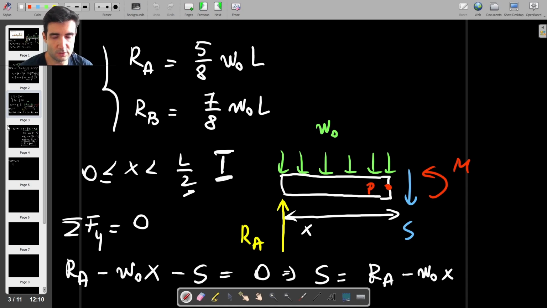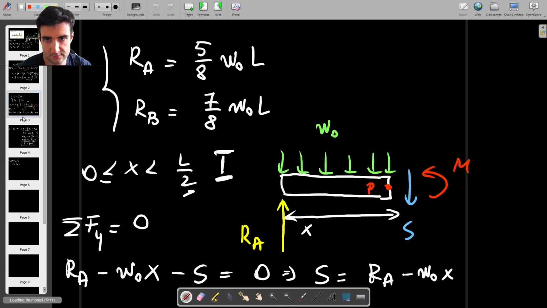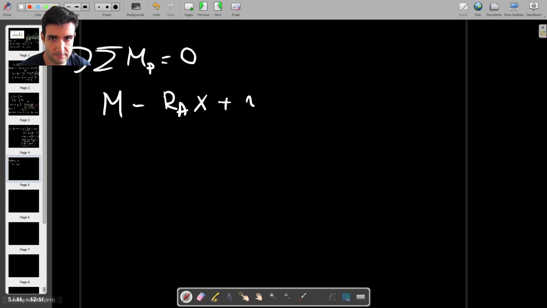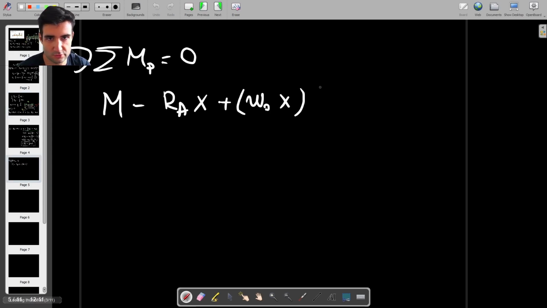Then we have, well, the shear force doesn't produce a moment about P. Then we have the reaction at A, which produces a clockwise moment. So that's minus Ra times X, because X is the moment arm. And then we have the counterclockwise moment due to W naught, which is plus W naught X. That's the force. And the moment arm, as usual, is just half of that, which is X over 2. So that is equal to 0.